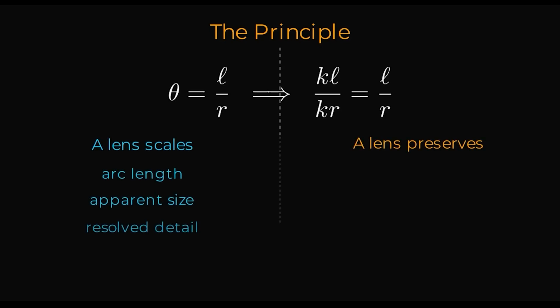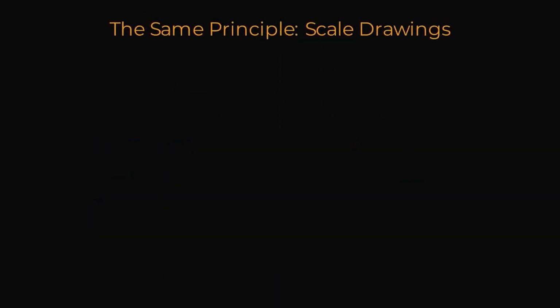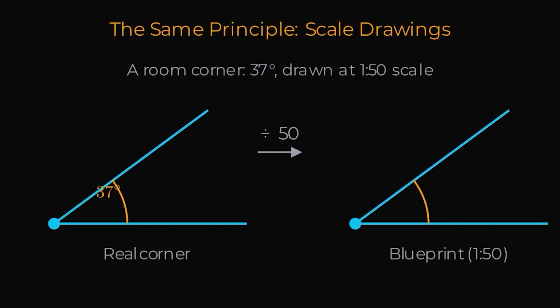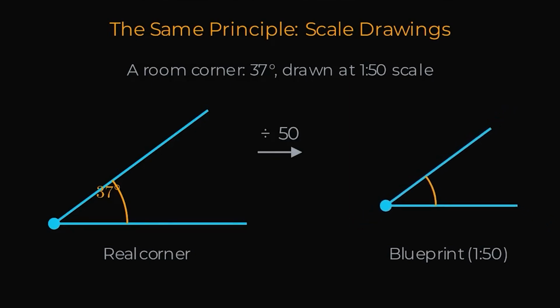What a lens scales? Arc length, apparent size, resolved detail. What a lens preserves? Angle. Quantities scale. Ratios are preserved, and now, 2 more contexts where the same invariance appears. An architect draws a room corner at 37 degrees. The blueprint is at 1 to 50 scale. Every measurement is 50 times smaller. Both arms of the corner shrink by 50.